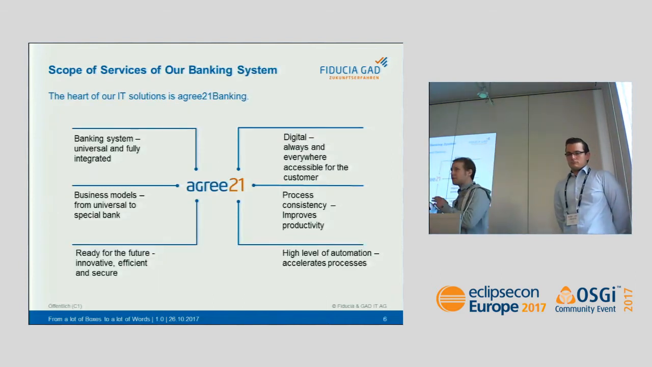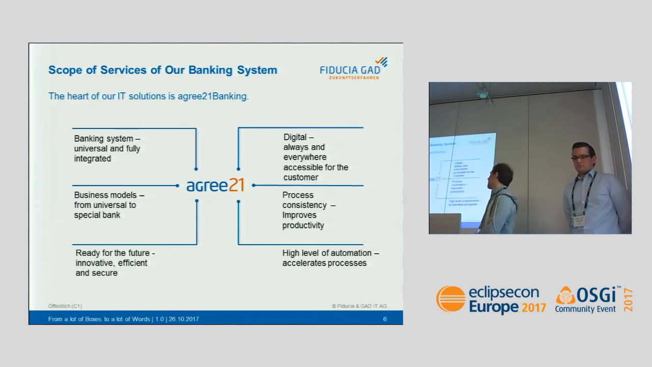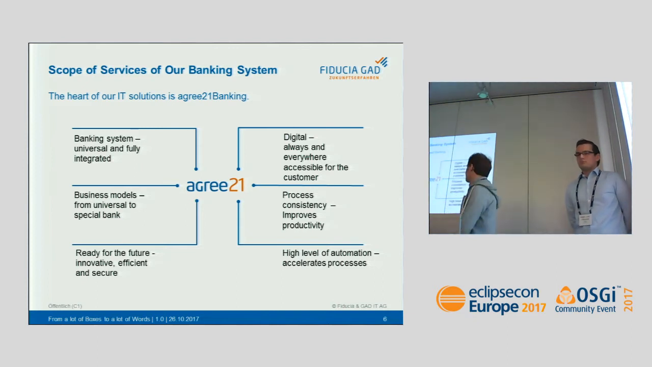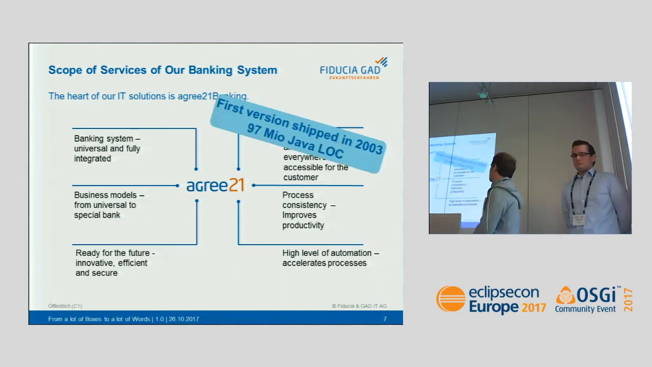Our main software, our flagship software, is Xtext-21. It's central banking software for the everyday use of the bankers. And some important numbers: the first version was shipped in 2003, and it's been maintained since then. It has a COBOL portion which is run on the mainframe, and a large Java portion which consists of 97 million lines of Java code, including documentation and line feeds and so on.